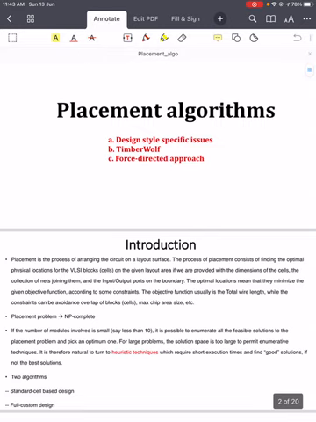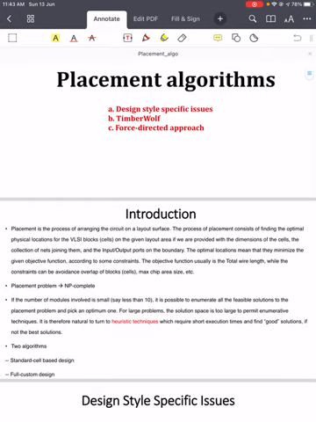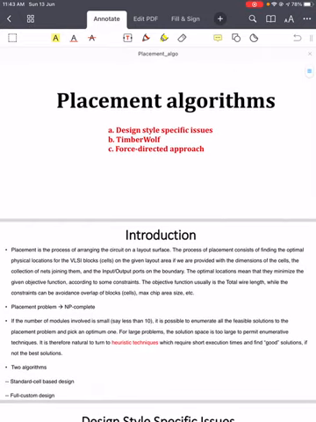So in the last lecture we have seen how to define the placement problem in general. Apart from that we have also discussed the various models of wirelength estimation. We discussed why wirelength estimation is required to define the placement problem, and what is the main objective of placement in the physical design cycle.